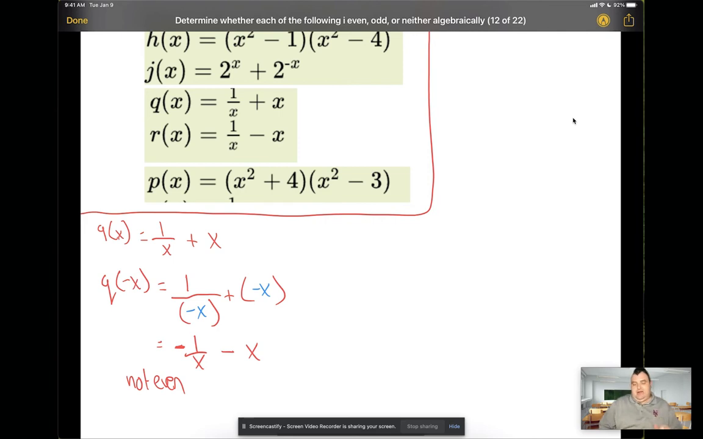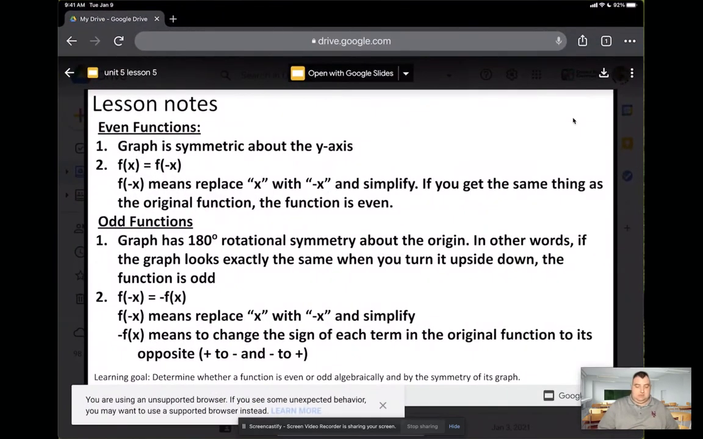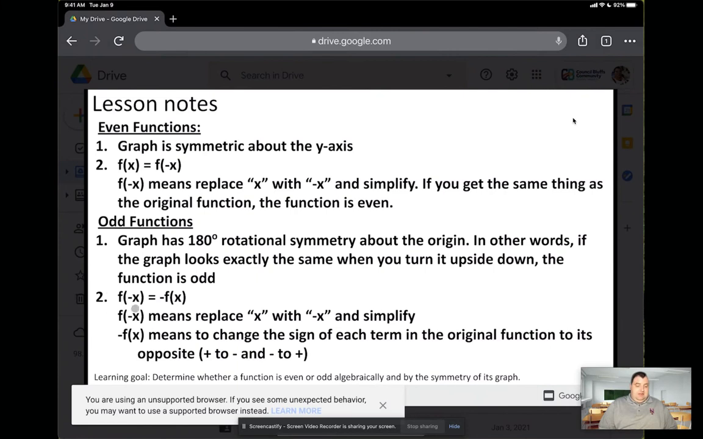So it's either odd or it's neither of the two. So we now have to check whether it's odd or not. To check whether it's odd, let's go back to the previous lesson notes. I have to do f of negative x, and I have to see if that's equal to negative f of x. So negative f of x means to change the sign of each term in the original function to its opposite.